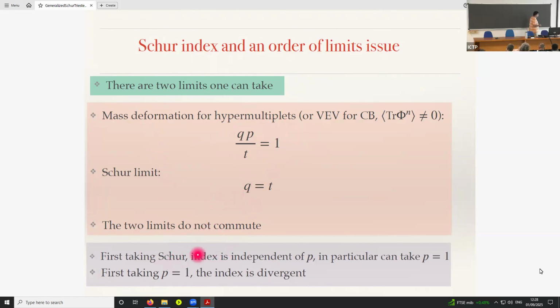And in a sense, these two limits do not commute. Taking first the Schur limit, the index is independent of P. In particular, it's consistent with P equals 1. However, first taking P equals 1, the index is highly divergent.